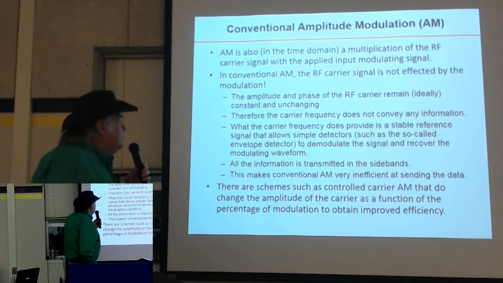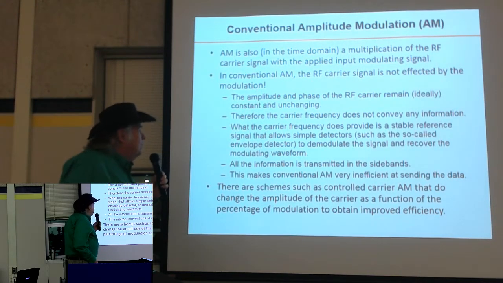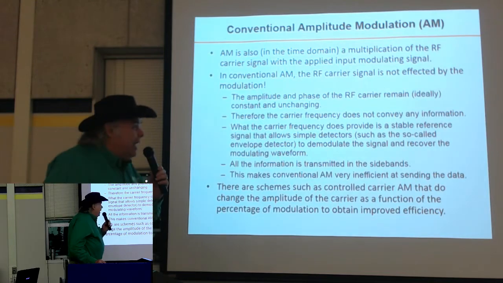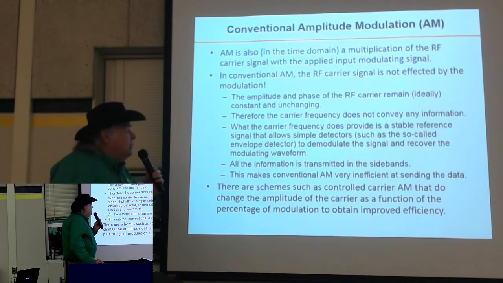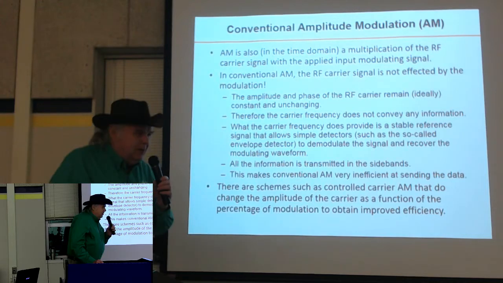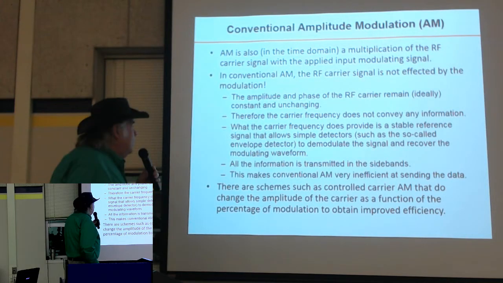So again, AM is a multiplication of the RF carrier with the applied modulating signal. One thing important about AM, and we'll get into this a little bit more too: the RF carrier is not affected by the modulation. It does not carry any information. All the intelligence is in the 2 sidebands you generate.